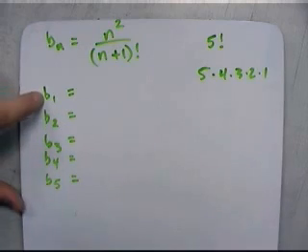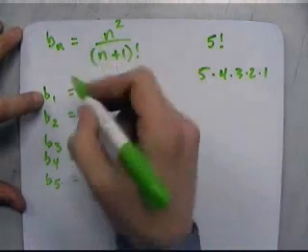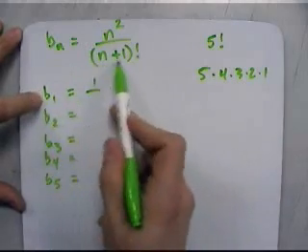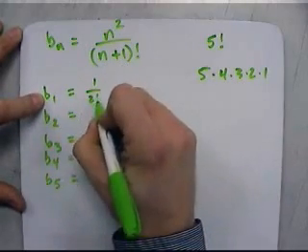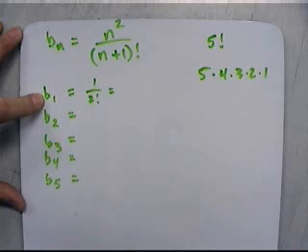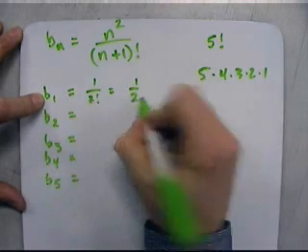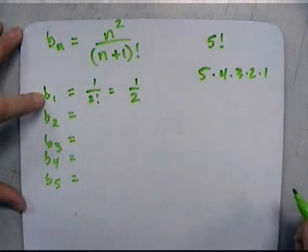So if you were to plug in b sub 1, you're going to plug in a 1 there. 1 squared is 1, divided by 1 plus 1 would be 2, so there's going to be 2 factorial. 2 factorial is just 2, 2 times 1 is just 2. So we have 1 over 2 for your first term. So your first term is 1/2.